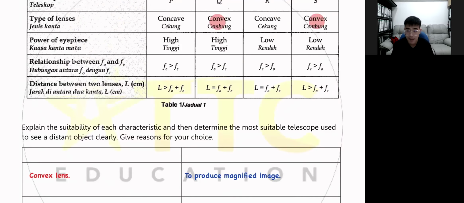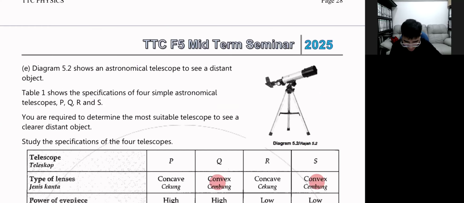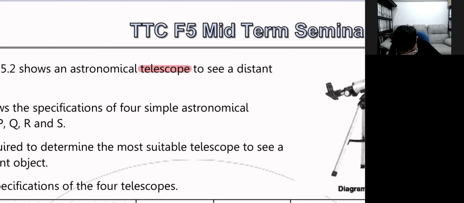The second one is the power of eyepiece. Can you tell me, the power of eyepiece, should it be higher or lower? High or low? Remember in Form 4 Chapter 6, I taught you a very funny way to remember. There is a shortcut, by looking at the word telescope. You count how many E and how many O. In the word telescope, can you see there are 3 E and 1 O?